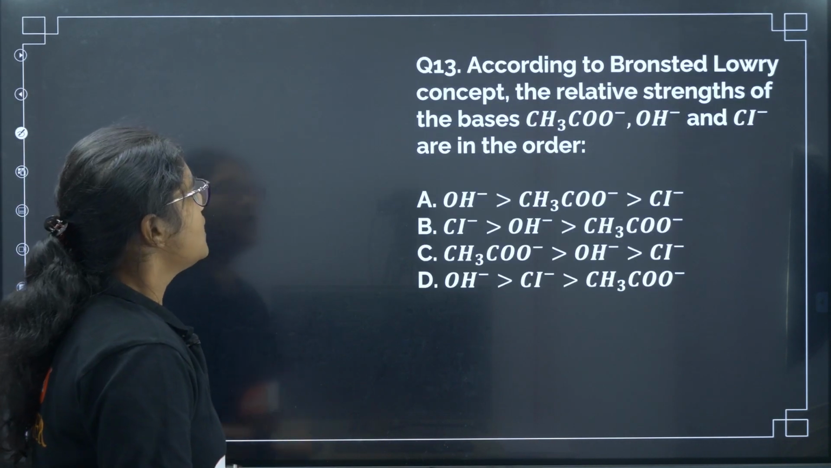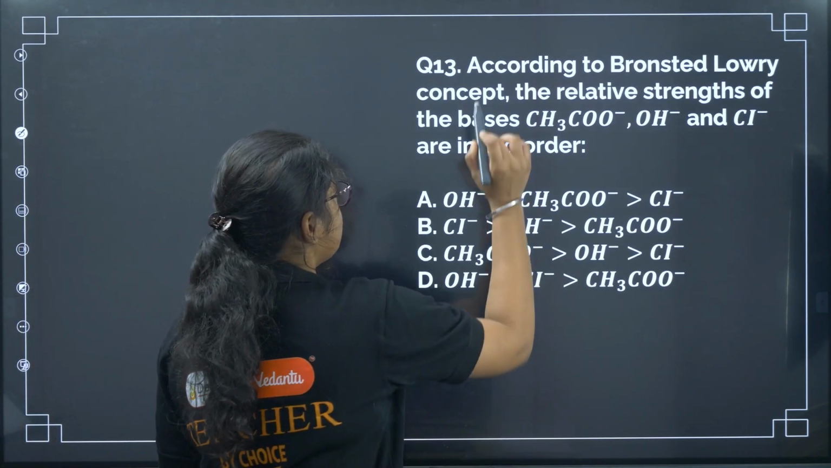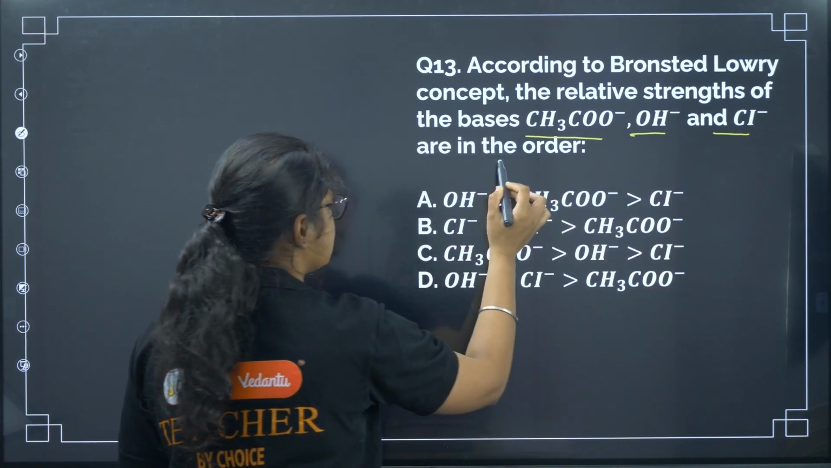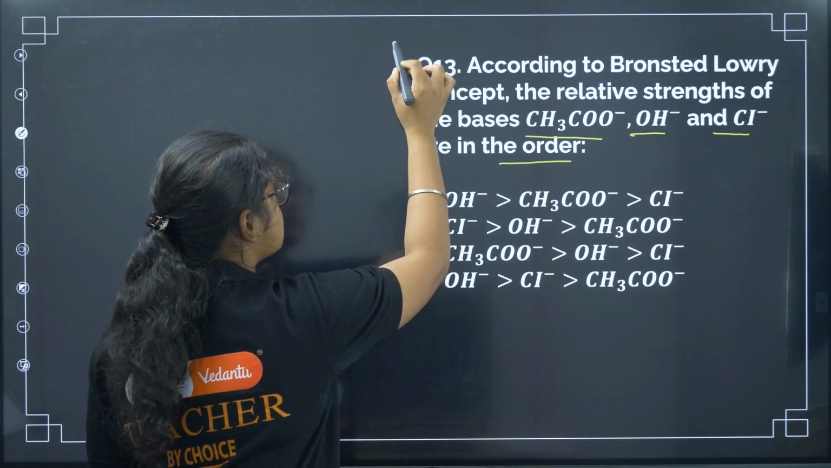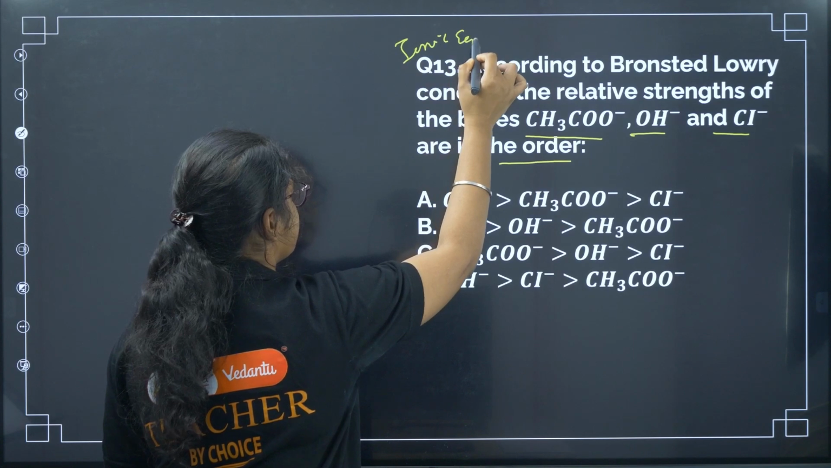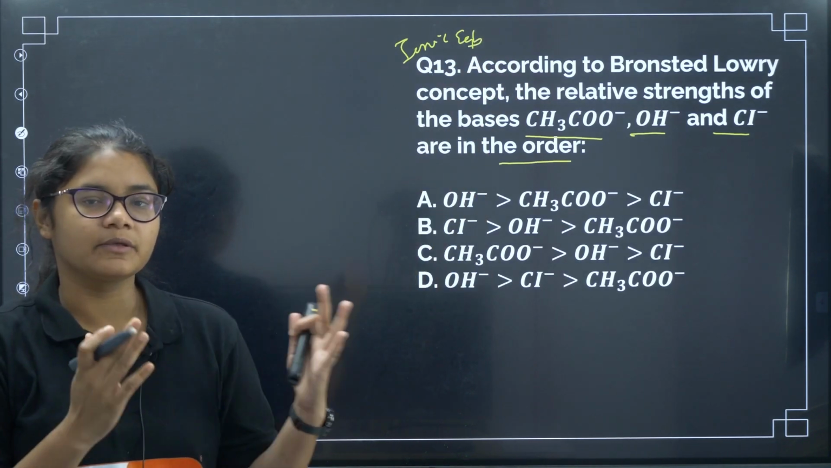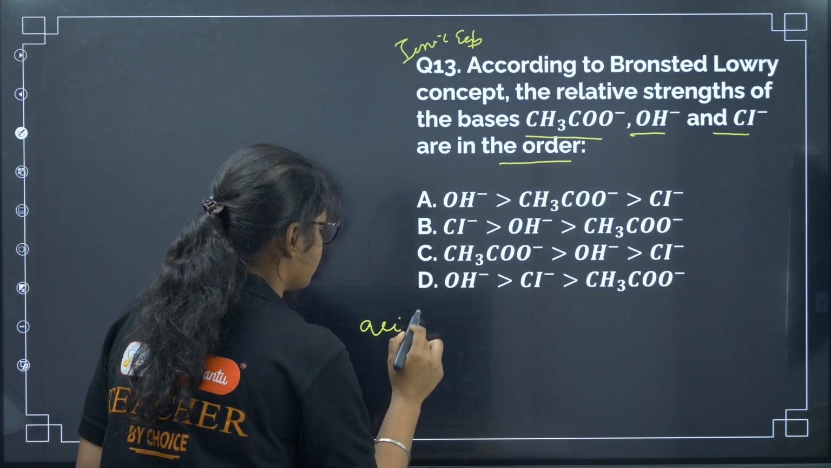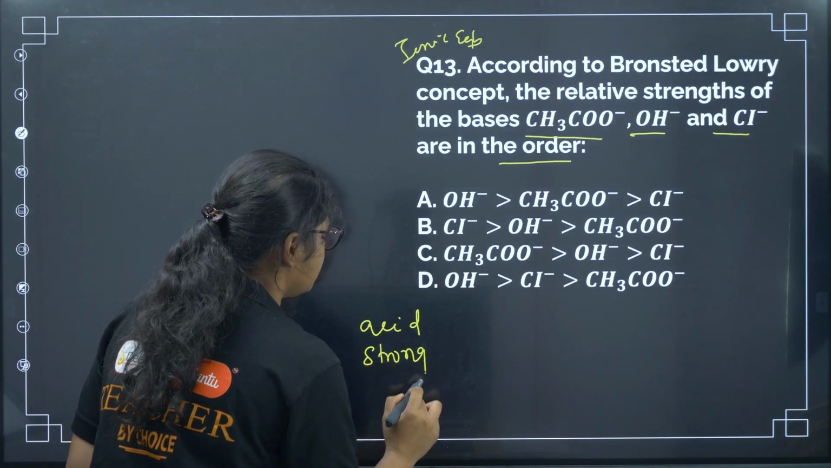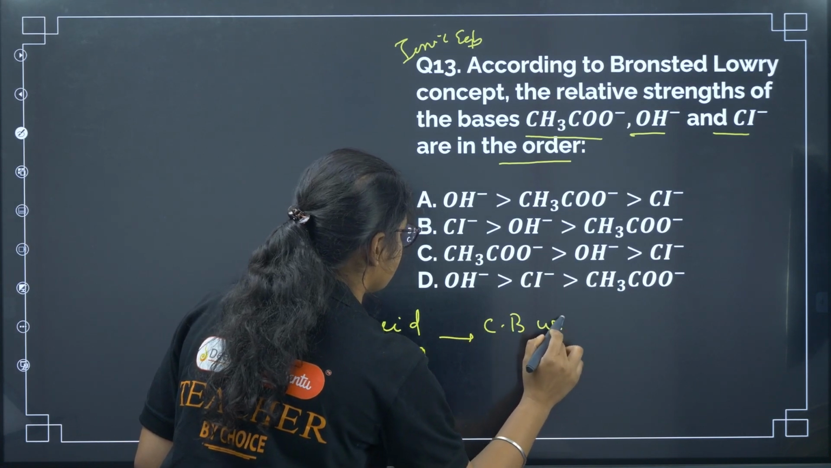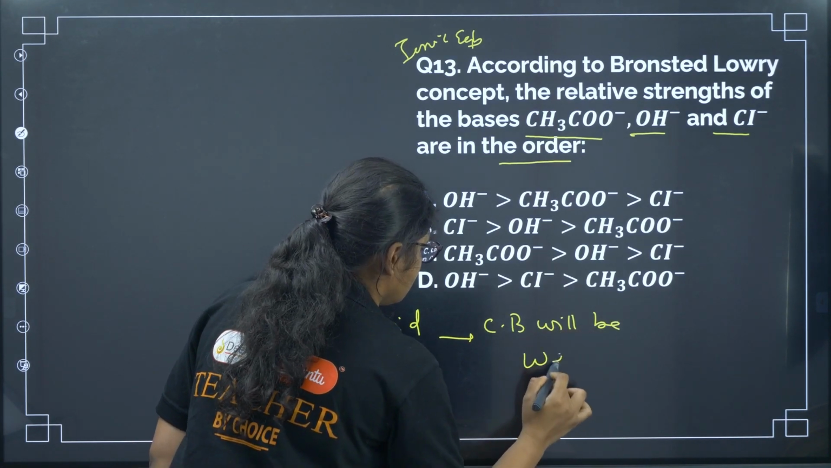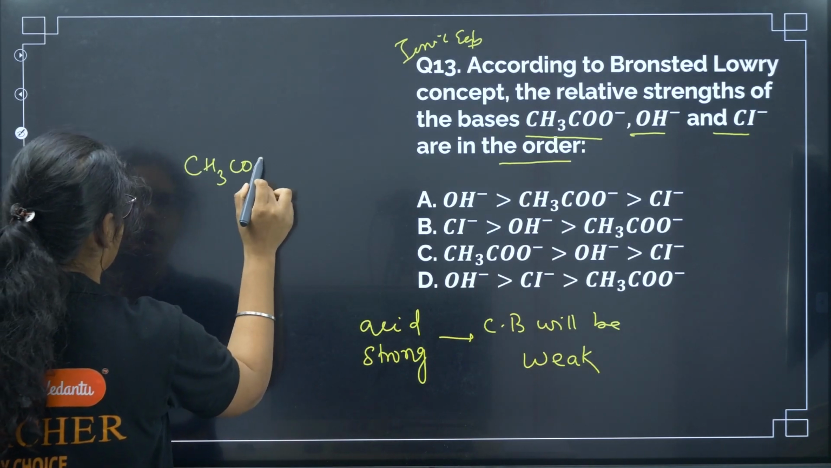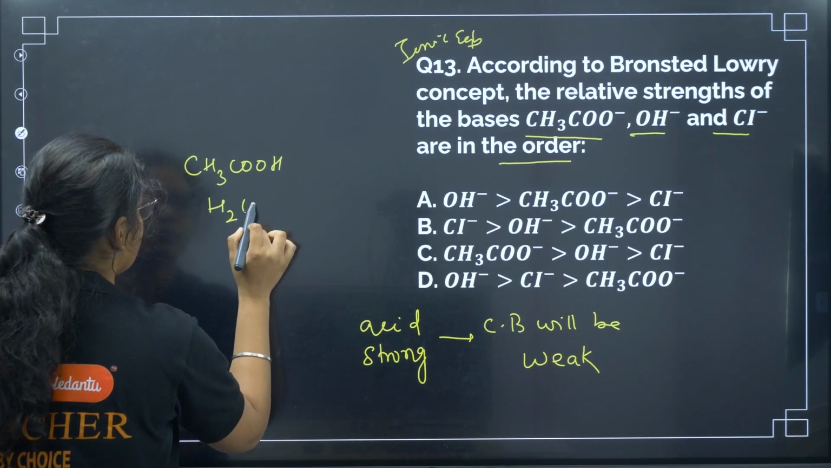Again, easy question. Next, according to the Bronsted-Lowry concept, the relative strength of the bases CH3COO-, OH- and Cl- are in the order. So this is your question from ionic equilibrium, but a very easy question from your Bronsted acid concept. If an acid is strong, then its conjugate base will be weak, right? And vice versa. Now if I convert them all to acid, what are these acids? CH3COOH, and we have H2O and HCl.